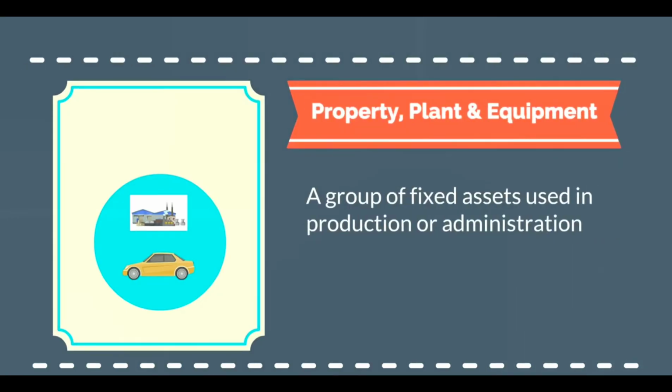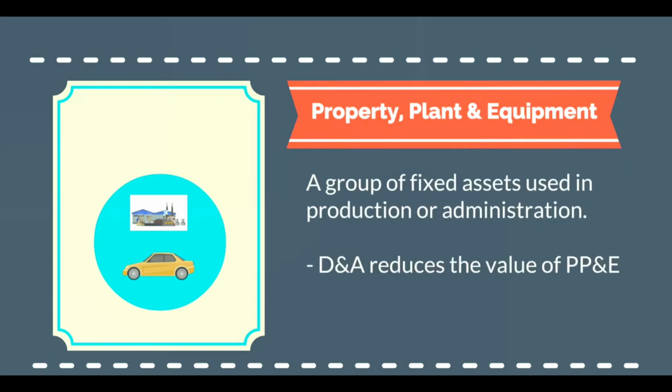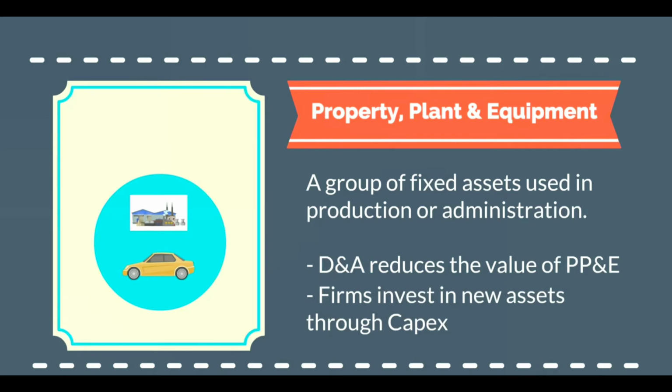Property, plant, and equipment is a group of assets typically used in production or administration. If a firm owns a production plant, its value will be shown in the PP&E account. Cars used for administrative and selling purposes will be shown here as well. Every year, the value of these assets is reduced through depreciation, an account showing the assets are older and their market price has decreased. However, most firms invest in new PP&E assets every year. This spending is called capital expenditures, or simply CapEx. These are new assets added to the PP&E account.